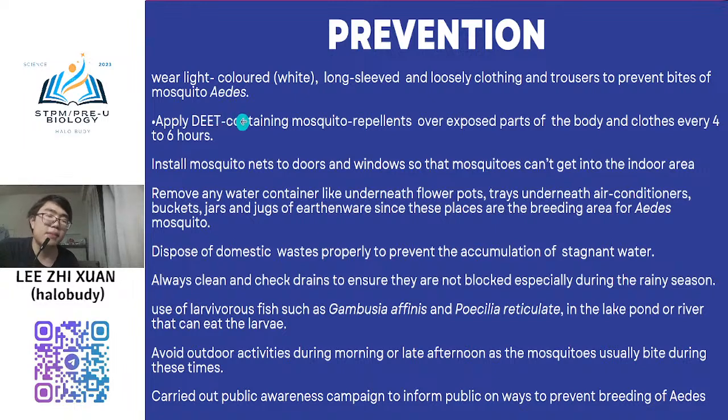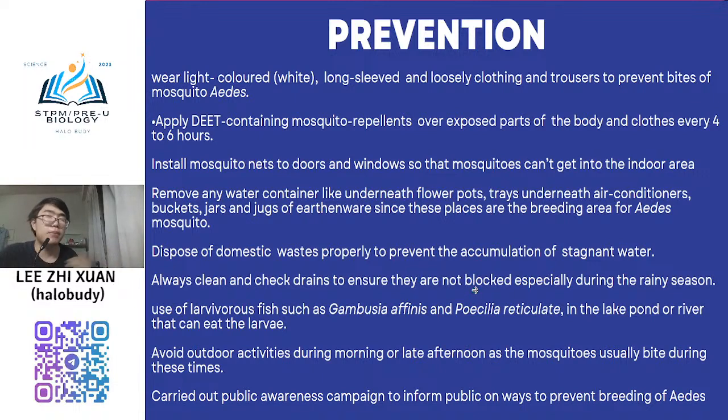And also apply DEET-containing mosquito repellent over exposed parts of the body and clothes every 4 to 6 hours. Also install a mosquito net when you sleep, and also window mosquito nets on your windows so that mosquitoes cannot get into your room, into your house. And also remove any water containers, any places that can hold water, you need to remove. The tray that can store water, you need to remove it to prevent the breeding of Aedes mosquito. And also dispose of domestic waste to prevent the accumulation of stagnant water. And also make sure your drain is clean and not blocked.